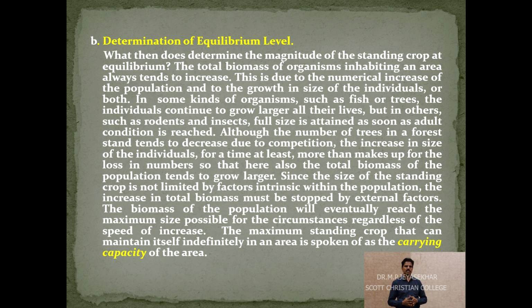What then does determine the magnitude of the standing crop at equilibrium? The total biomass of the organisms inhabiting an area always tends to increase. This is due to the numerical increase of the population and the growth in size of the individuals, or both.